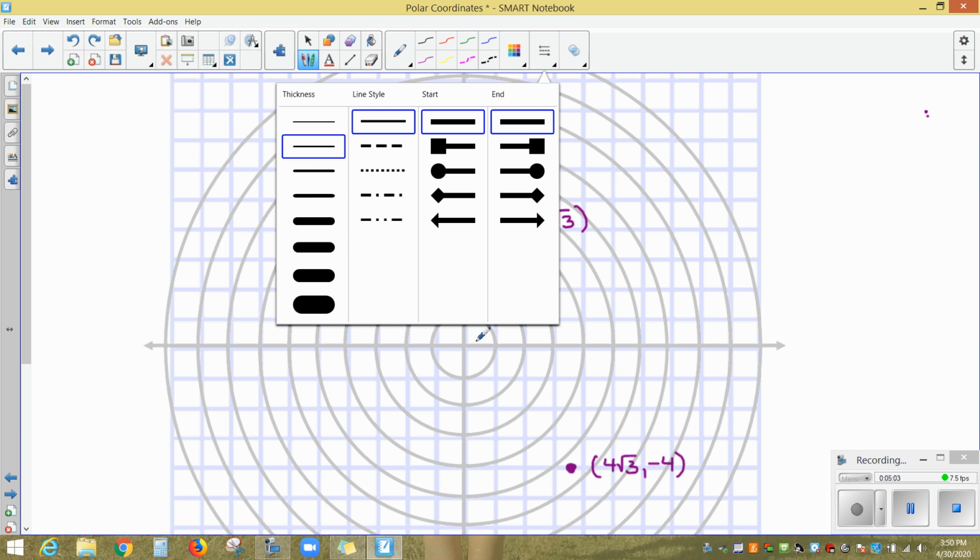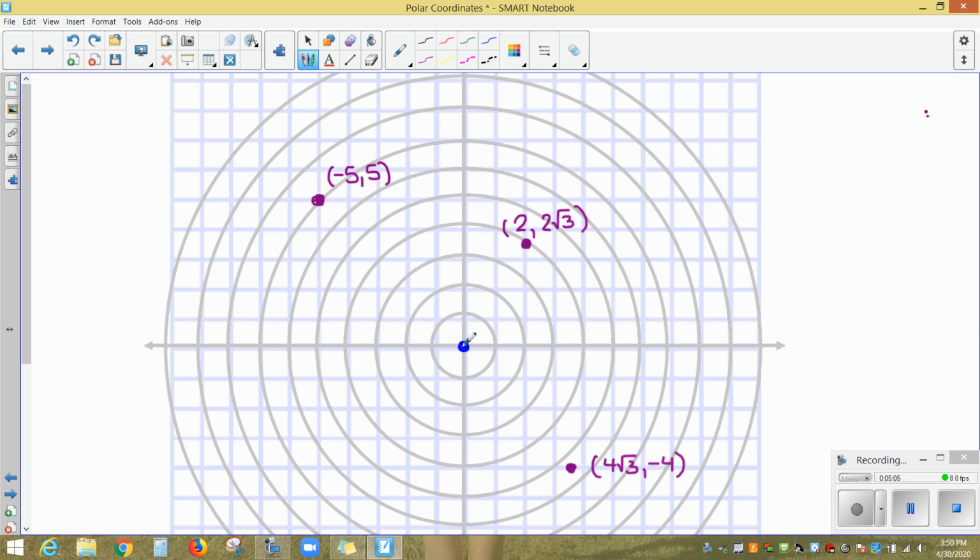There's two measurements that I need. One of them is we need to find that directed distance, or that straight line distance, r, from the pole out to that point. And then we need to find our angle theta that we make with the x-axis, the polar axis.